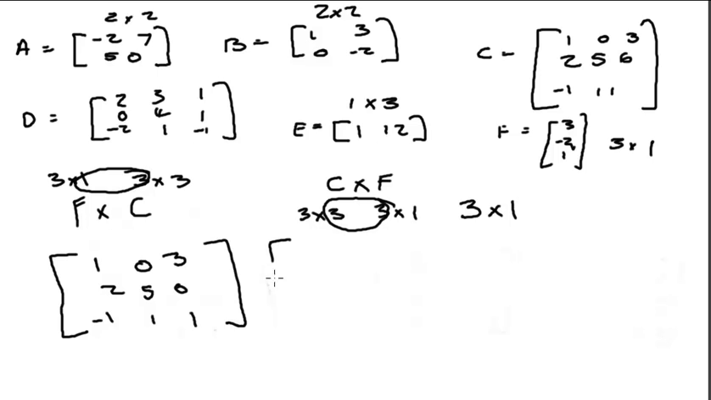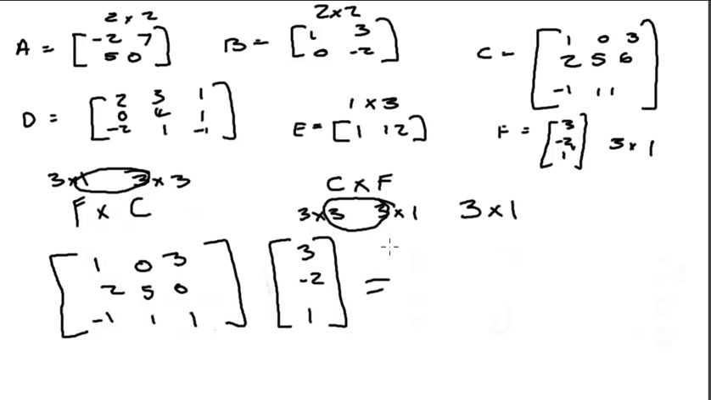F is 3, negative 2, 1. Now my answer, I know, is going to be a 3 by 1 matrix. When you multiply matrices together, you multiply a row times a column. So here I take the first row times the first column. Now when I say multiply a row by a column, I multiply each thing in this row by each thing in this column, piece by piece.